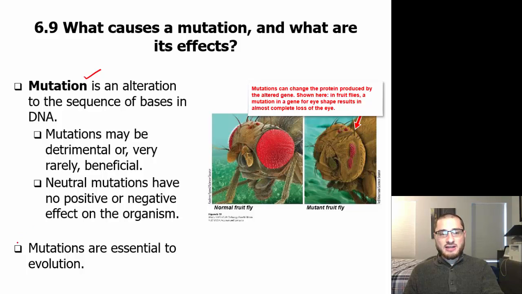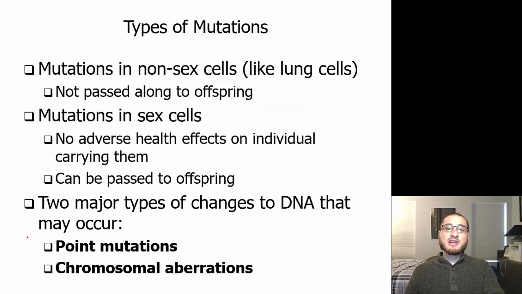And mutations are actually a good thing. All right, they give us other options, and it leads to evolution. So mutations in non-sex cells, like lung cells, are not going to be passed on to the offspring. But if there's a mutation in the sex cells, no adverse health effects on the individual carrying them, but they're going to create offspring with those sex cells, and that genetic mutation is going to be passed on to the offspring.